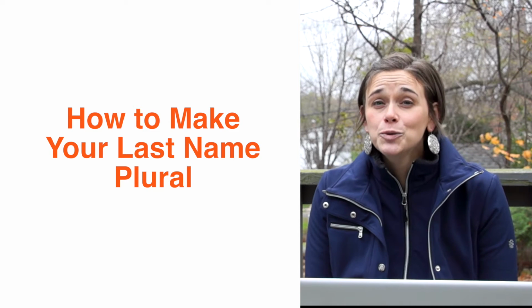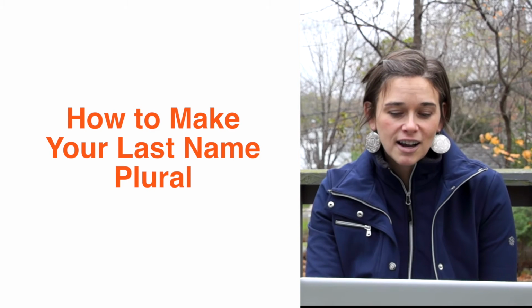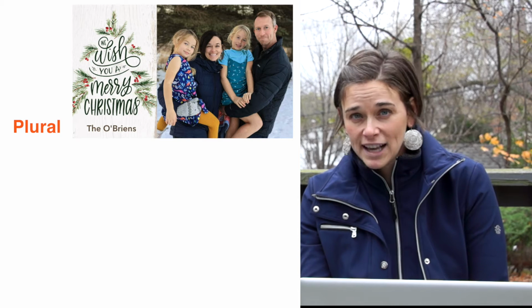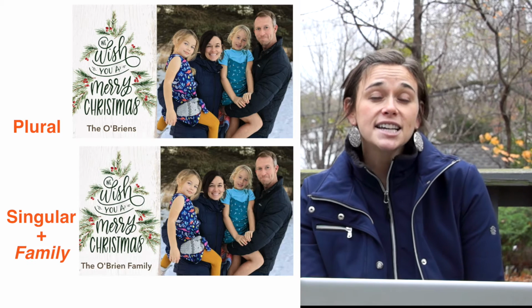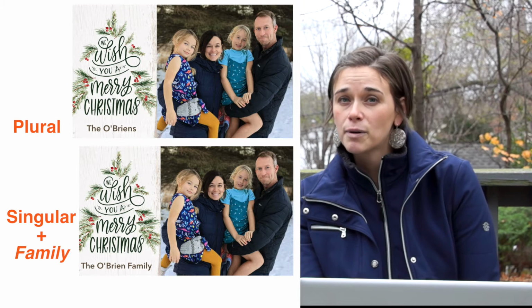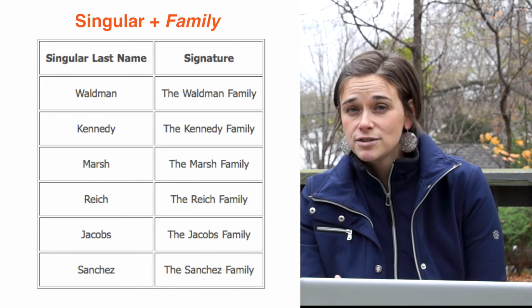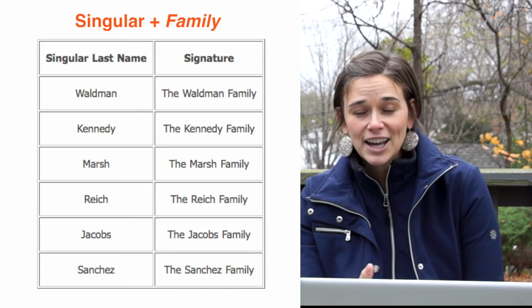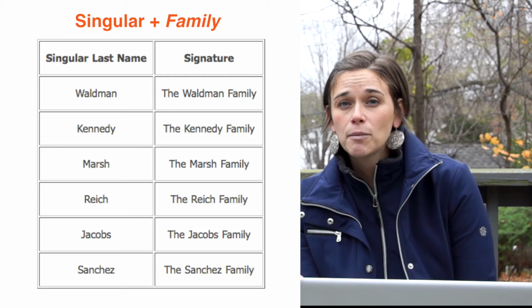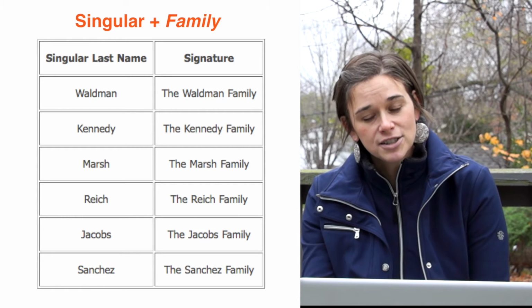Now, you have two options when you're signing your holiday cards. You can either use the plural version of your last name, like the O'Briens, or you can use the singular version of your last name plus the word family, like the O'Brien family. If you choose to use the family version, then you are done. Just put in the singular form of your last name plus the word family, and you have your signature.